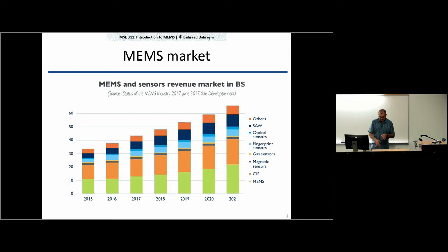So MEMS market, as of now, is dominated by sensors. You can see that they have been a major portion of this microsensor and MEMS market since at least 2015 in this graph, but since the beginning really. And it's going to stay like that, right? So the sensors that we're using in IoT and all the other applications, we're going to need more and more of them.